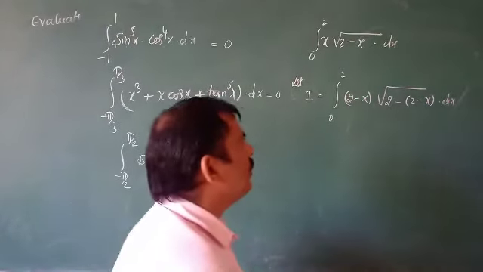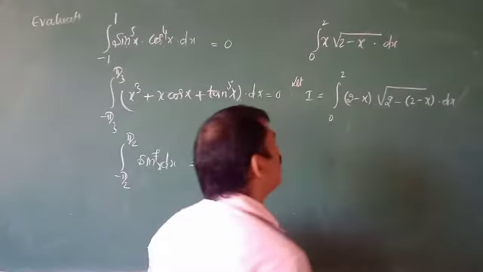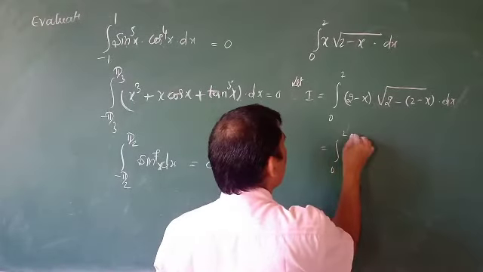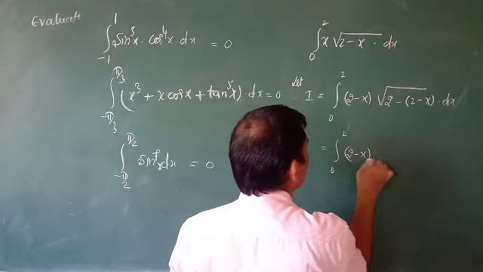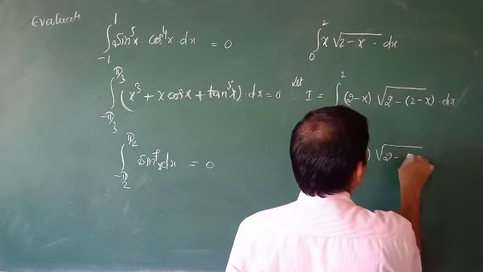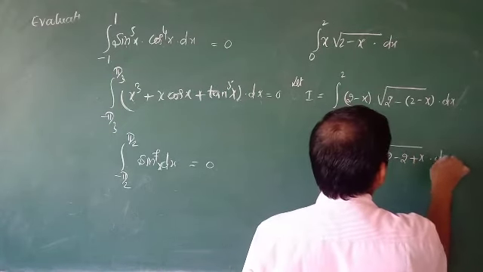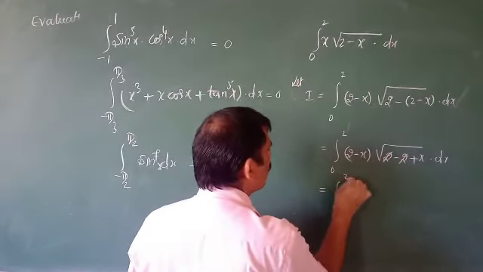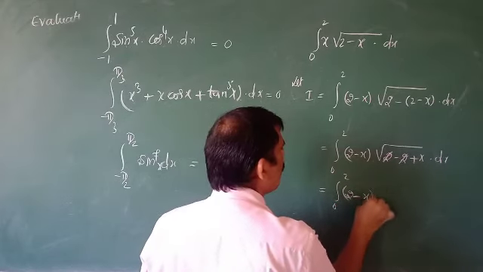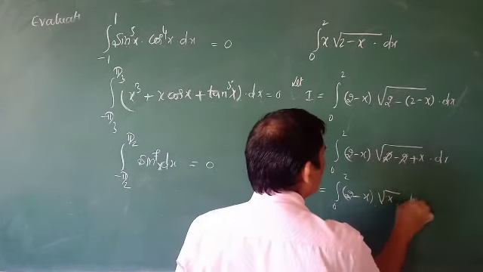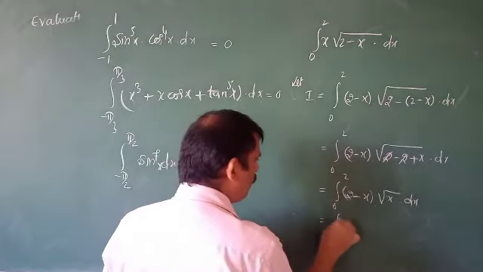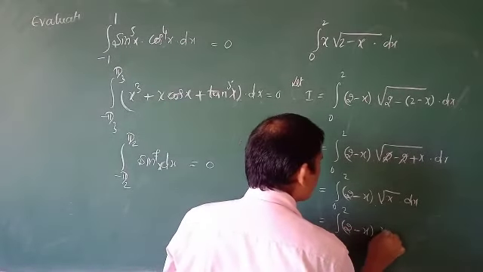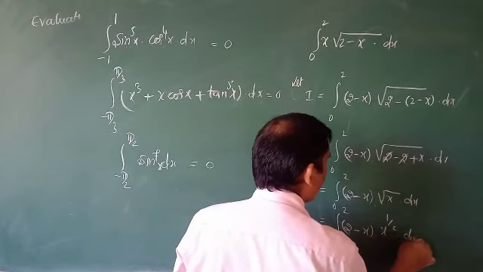Since it is with respect to x, x is replaced. It is integral of 0 to 2 of 2 minus x into square root of 2 minus (2 minus x) with respect to x. So the 2 gets cancelled, giving integral of 0 to 2 of 2 minus x into root x dx, which is equal to integral of 0 to 2 of 2 minus x into x to the power of 1 by 2 with respect to x.